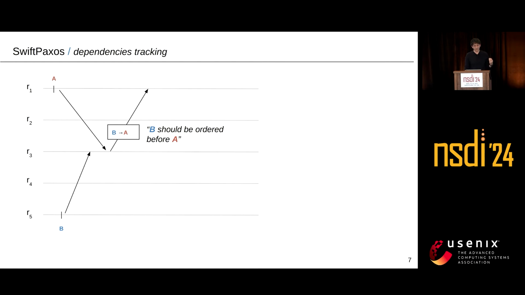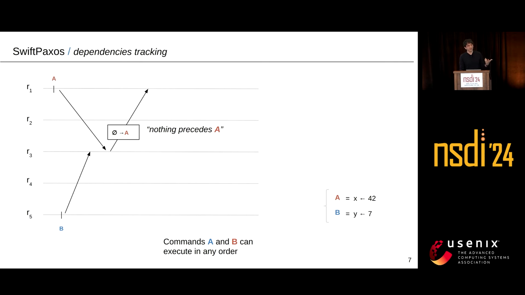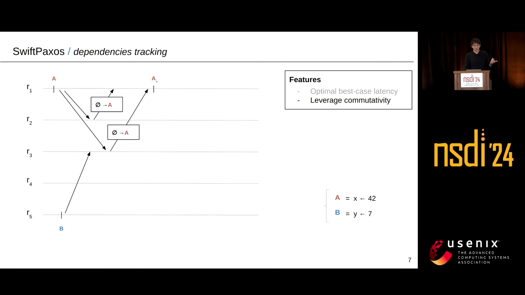These commands are received at R3 in the order command B, then command A. R3 is sending back to R1 the fact that B should be ordered before A. If the commands are accessing different variables, that is, they are commuting, there is no need to order them. In such a case, R3 is simply saying that there is nothing that precedes A despite B was received, because there is no need for creating a dependency. So once again, if a quorum is reached, the command can execute in the fast path. So the protocol is able to leverage the commutativity at the level of the application.